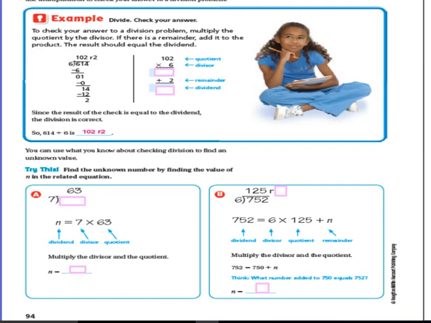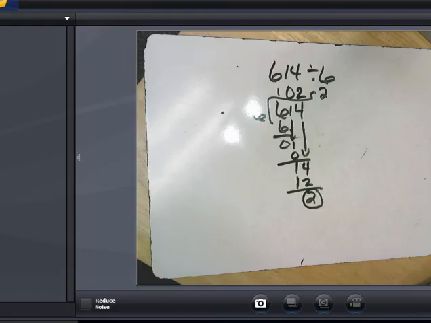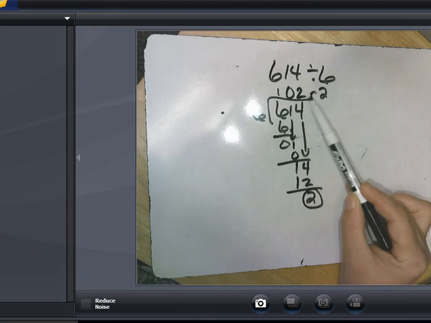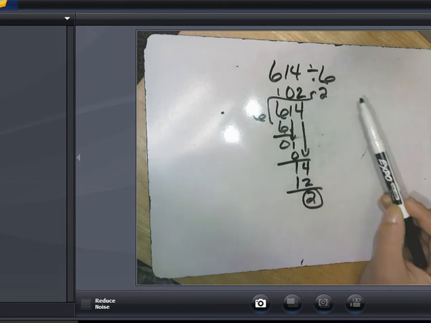All right, let's move to this one, because this is our next step, called checking your answer. So when you do a problem, they did the problem of 614 divided by 6. So when we do that, they got this answer right here. So when they divided this, they got an answer of 102 remainder 2. So I'm not sure if that's right. I want to double check it.